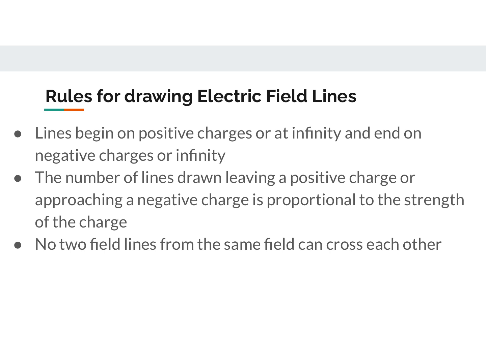When you're drawing electric field lines, I kind of talked about this, but here it's written down for you. The lines begin on positive charges, or they begin super far away for a negative charge. The number of lines that are drawn help you see how strong the field is. And the last rule for electric fields is that field lines from the same field will never cross. They'll never intersect.